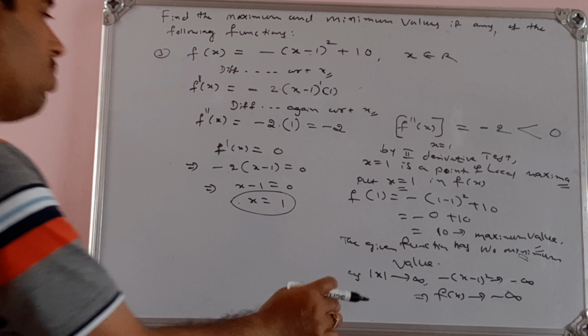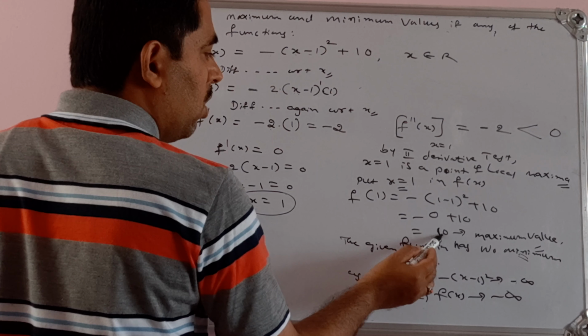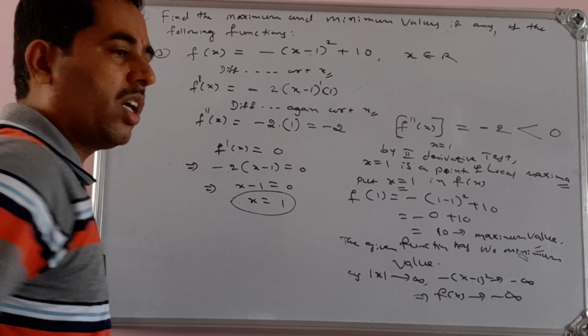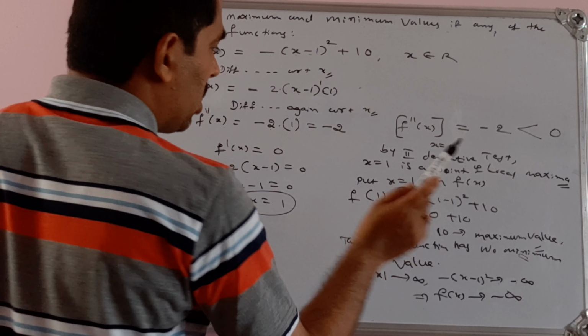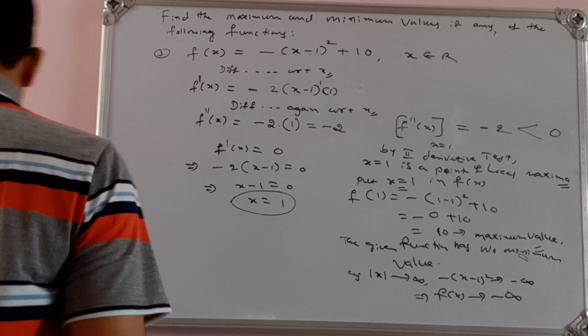So we can write it in one sentence only. The given function has no minimum value, but it has a maximum value. At x is equal to 1, the function attains its maximum value. What is the maximum value? 10. But this function has no minimum value. So we can specify that.